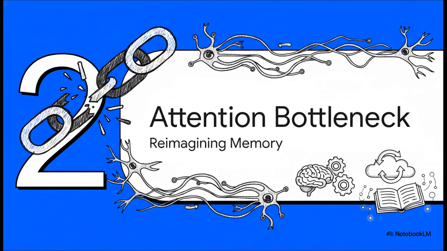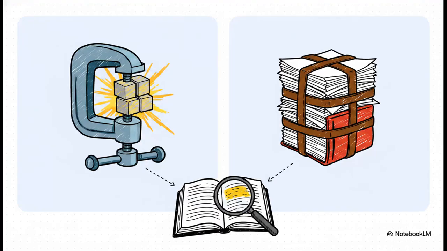Which brings us to part 2, solving the attention bottleneck by completely reimagining memory. See, at a million tokens, storing intermediate results in the key value cache becomes an astronomical bottleneck. It just completely chokes the GPUs. So DeepSeek solved this using a really clever hybrid attention architecture.